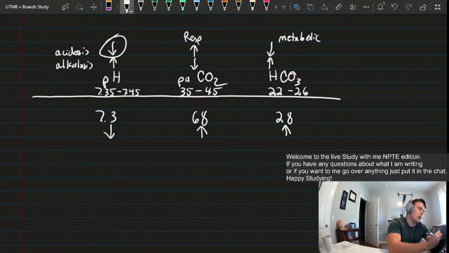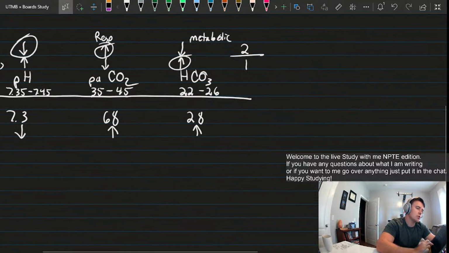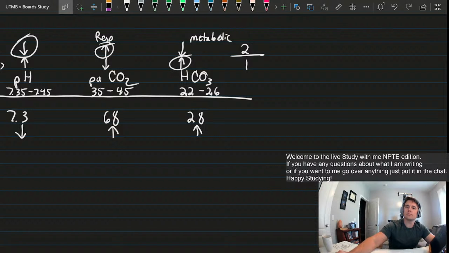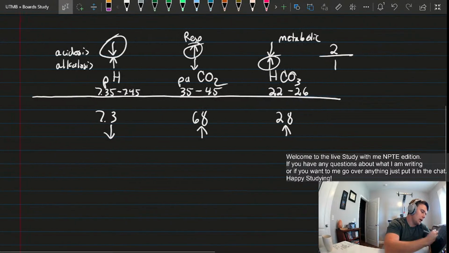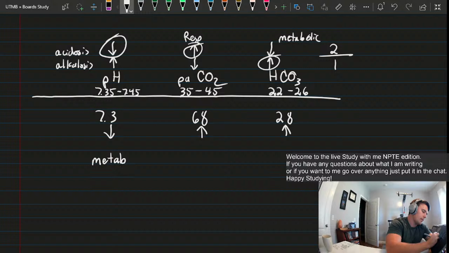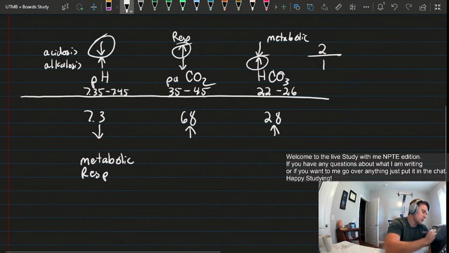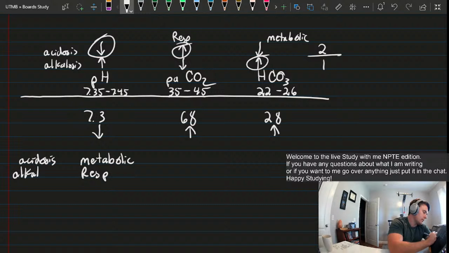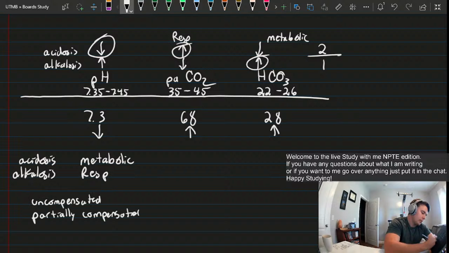Okay, so you'll go up here and circle the arrows. Now you've got 2 on the top, 1 on the bottom. Our options are metabolic, respiratory, acidosis, or alkalosis. You've got uncompensated, and you've got fully compensated.